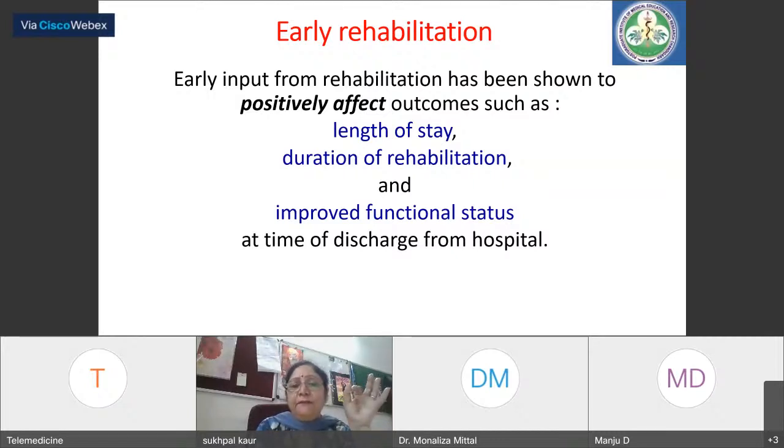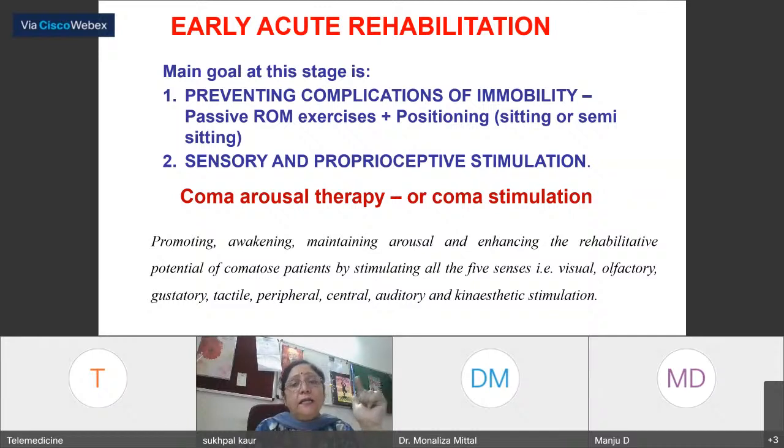So as soon as the person is admitted to the hospital and stabilized, we need to immediately start certain rehabilitation measures. In early acute rehabilitation, the main goal at this stage is preventing the complications related to immobility. That includes passive range of motion exercises, because the patient might be totally dependent on other healthcare professionals or caregivers, and positioning, helping the patient sit in semi-sitting positions. There are certain sensory and proprioceptive stimulations which can be started in the hospital itself.